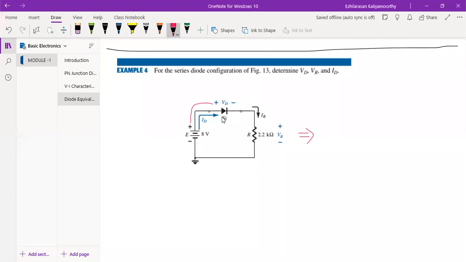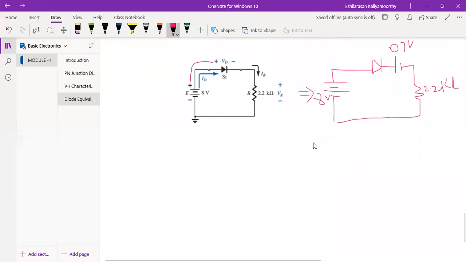You have to assume that there will be a voltage drop across this. So it will be like this, okay. We need to add a simple diagram. I will draw a simple diagram. I will replace. Okay, this is what. Now this will be your 8 volt. This is how much it is. VD is 0.7. This will be 2.2 kilo.